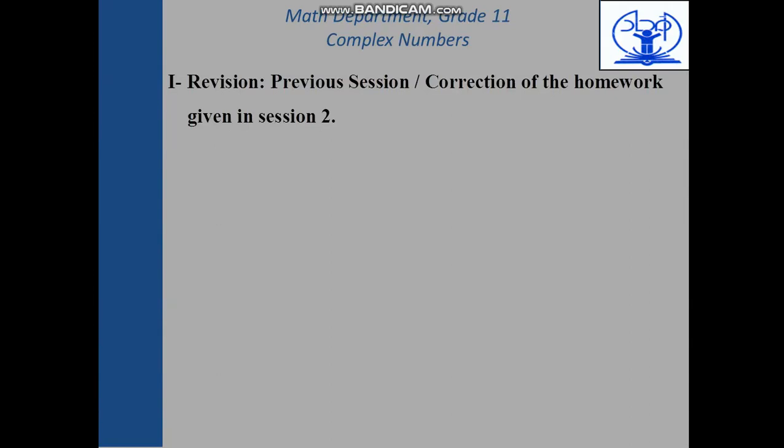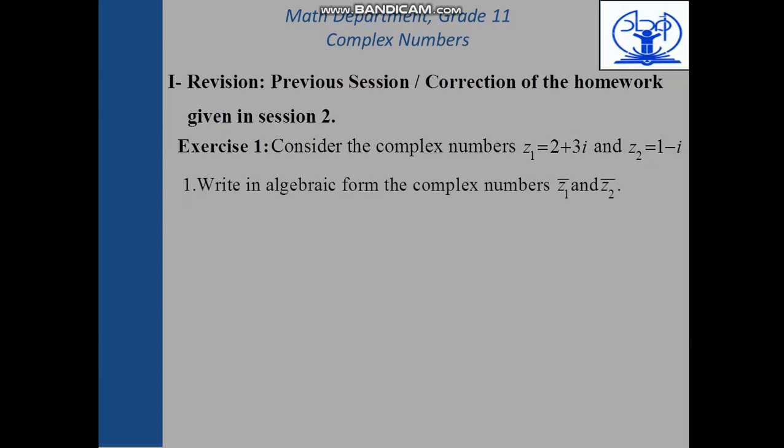Revision of the previous session, correction of homework given in session 2. Exercise 1. Consider the complex numbers z1 equals 2 plus 3i and z2 equals 1 minus i. Write in algebraic form the complex numbers z1 bar and z2 bar. z1 bar is the conjugate of 2 plus 3i, so it's equal to 2 minus 3i. I keep the real part and I change the sign of the imaginary part. And z2 bar is equal to 1 plus i.